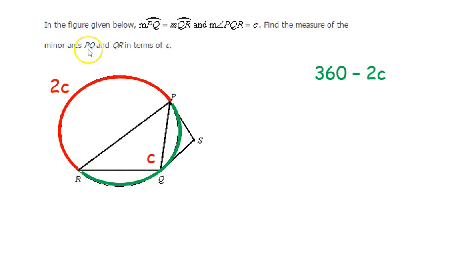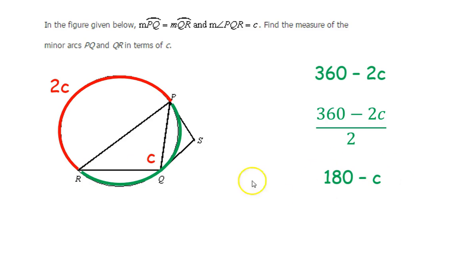But we want to know each of them, PQ and QR, individually. This is them together, but we know that those two arcs are equal to each other. So if we take this, 360 minus 2C, and simply divide it by 2, we'll get the measure of each of those individual arcs. So we have 360 minus 2C, divided by 2. This can be further simplified because we can divide both terms in the numerator by 2. So our answer will be 180 minus C. This is the measure of arcs PQ and QR, because they're both the same.